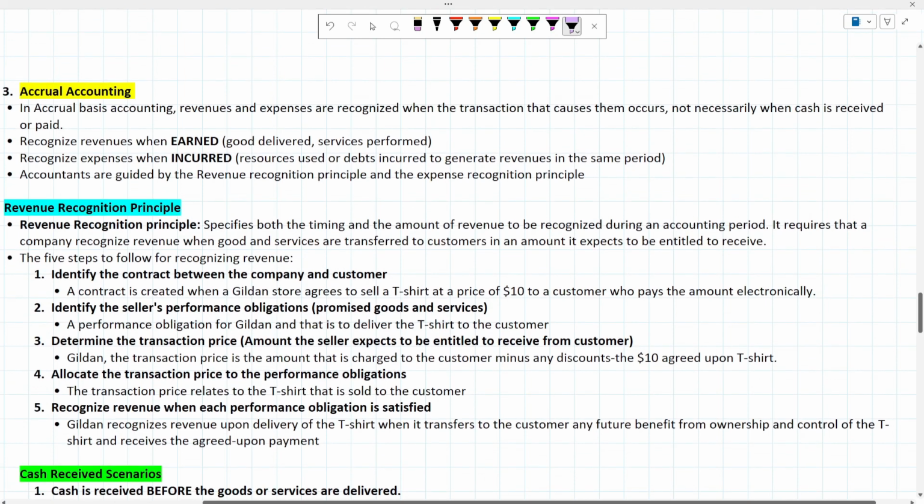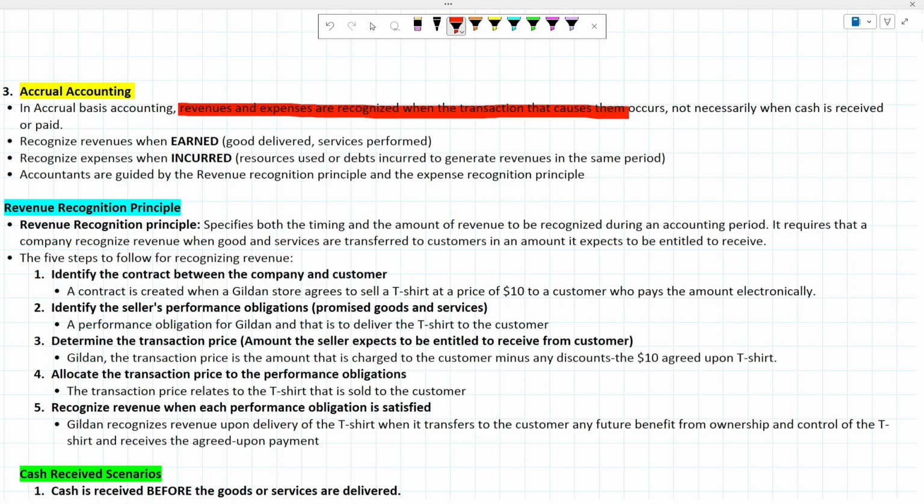So accrual accounting. In accrual basis accounting, revenues and expenses are recognized when the transaction that causes them occurs, not necessarily when cash is received or paid. So let me highlight that. So revenues and expenses are recognized when the transaction that causes them occurs, not when cash is received.